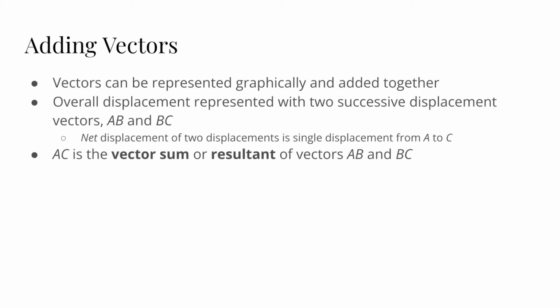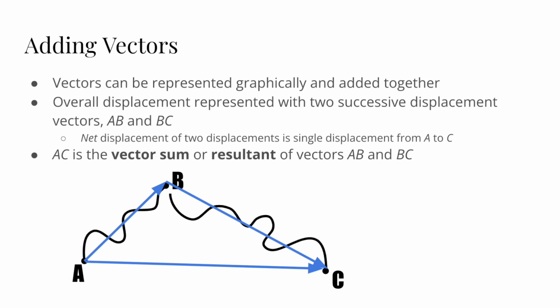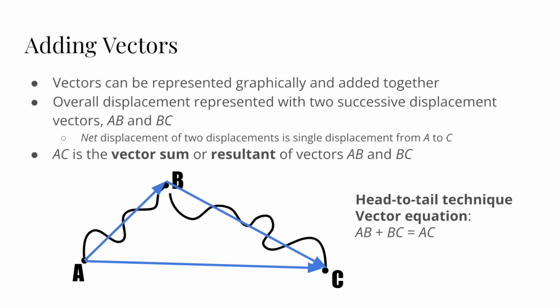is the vector sum or resultant of two vectors AB and BC. Let's say we have two vectors AB and BC, which are part of two separate motions. The vector AC here is the resultant of these two, a single displacement vector that represents the net displacement. We use the head-to-tail technique here, where we place the head of one vector at the tail of another vector to add them together, and this can be represented in a vector equation like this.